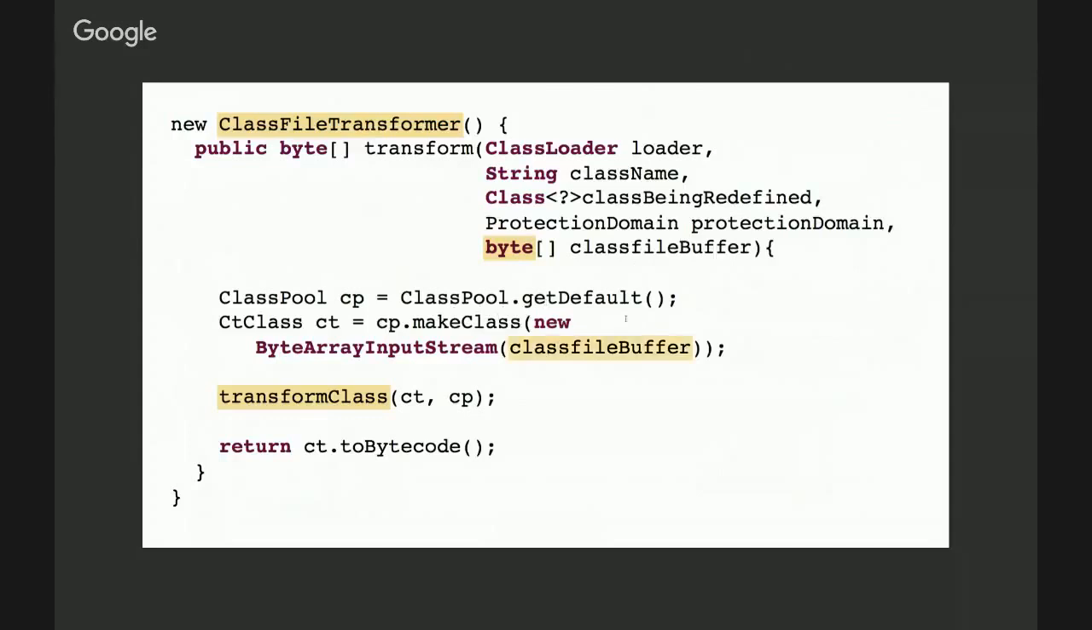Here is the byte array which we're turning into a byte array input stream. Don't worry about this part too much. The class pool is effectively just how Javassist grabs its class path and some things. But the only thing we need to care about here is that before a class gets loaded, we can grab the bytecode and we can manipulate it.